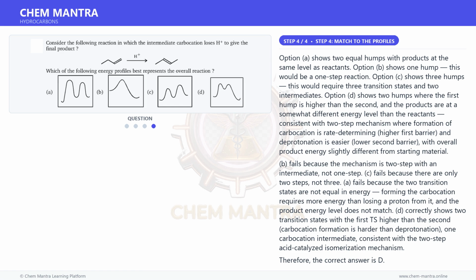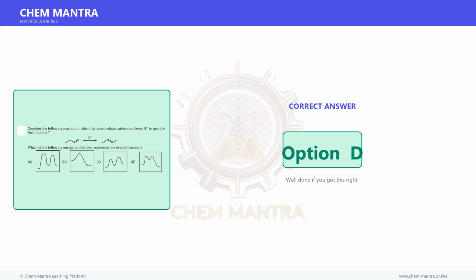D correctly shows 2 transition states with the first TS higher than the second. Carbocation formation is harder than deprotonation. 1 carbocation intermediate, consistent with the two-step acid-catalyzed isomerization mechanism. Therefore, the correct answer is option D.